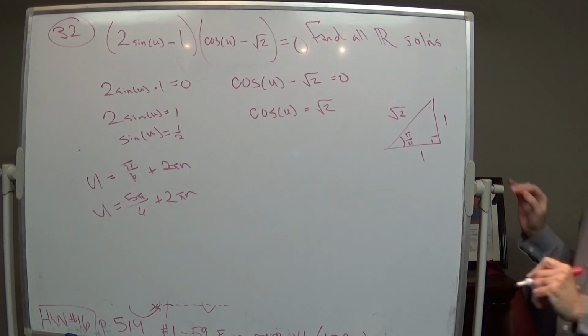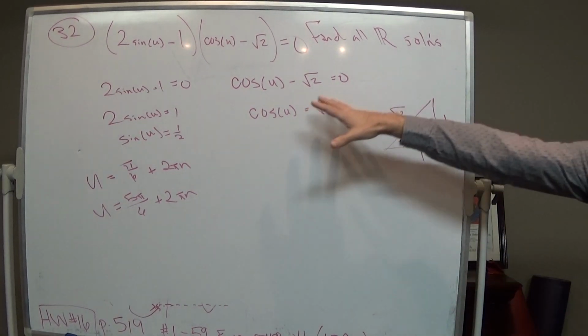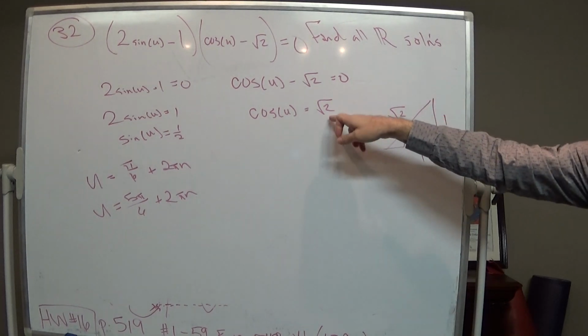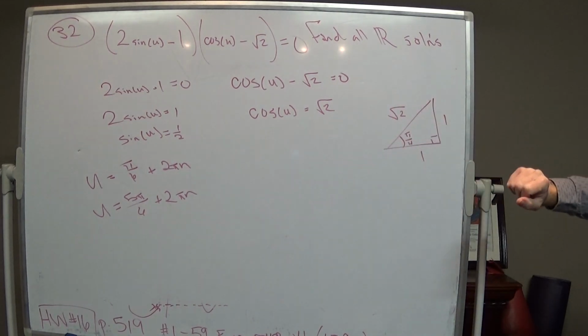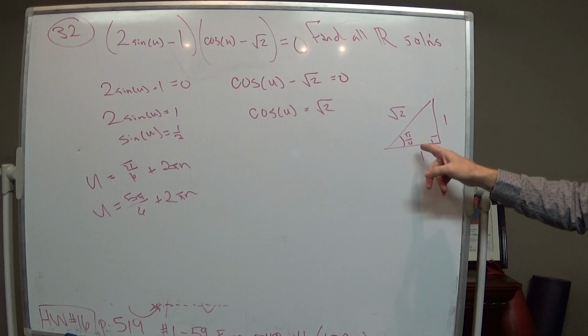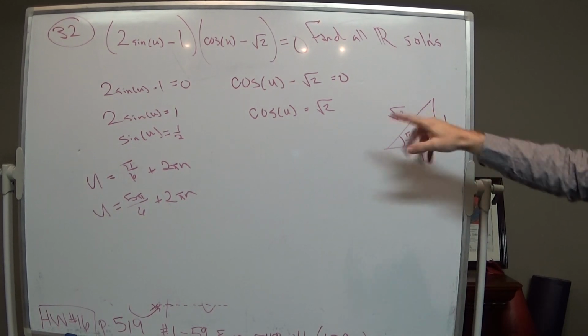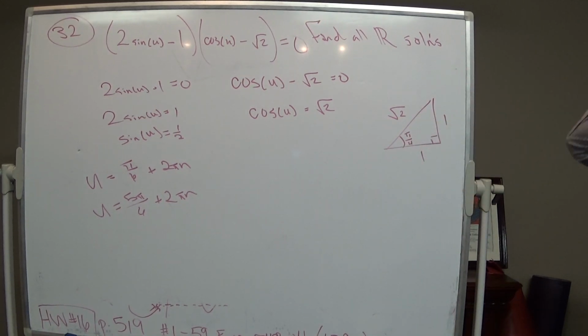Wait. So let's just think about what this is. This is what goes through my head. I go, the one with the root 2 in it is this triangle. And I think, oh, so cosine of pi over 4 is 1 over root 2. Then I stop and go, wait a minute, is root 2 bigger than 1? Yes. Root 2 is bigger than 1.